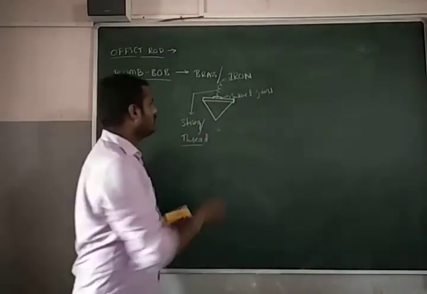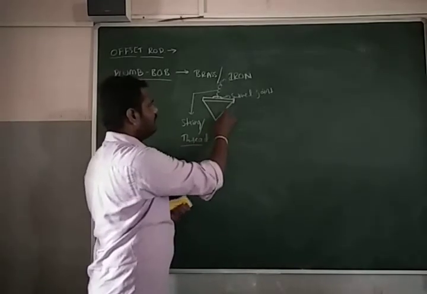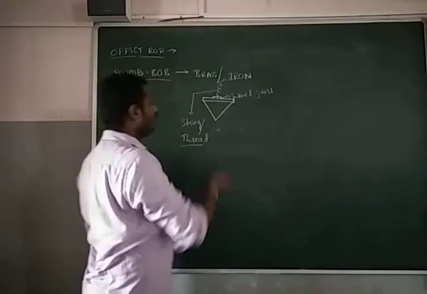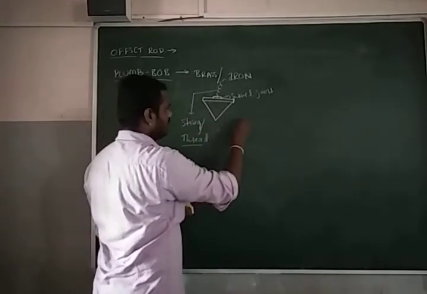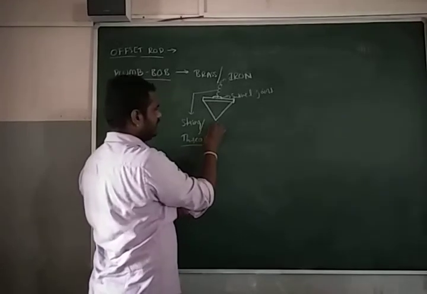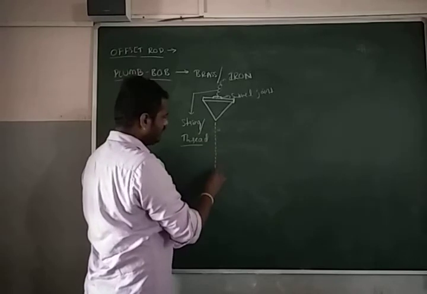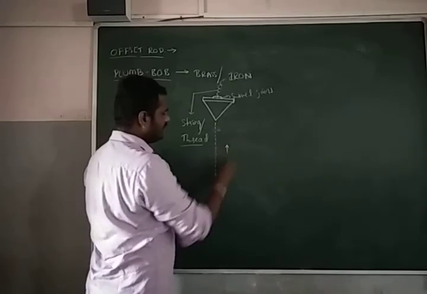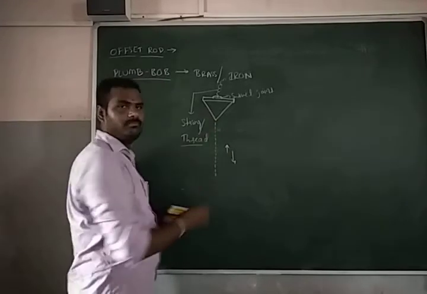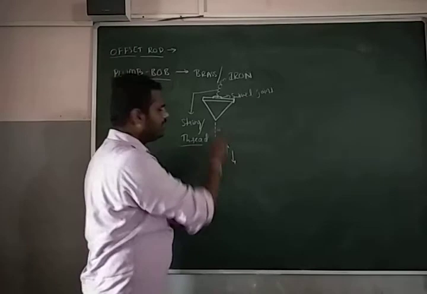Okay, so with the help of the self-weight of this particular plumb bob, you can measure verticality. When you allow the plumb bob to move freely in the vertical direction because of its self-weight, it will move in the same line, either upward or downward, but on the same axis. So by this you can check the verticality of an object.